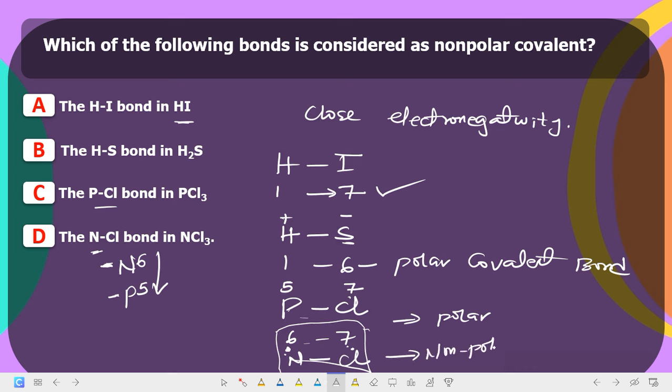Okay, this is non-polar. So if you are given any compound like this and you have to identify the one that is non-polar covalent, the ones that have close electronegativity difference or close electronegativities are said to be non-polar. So in this case now, NCl will be non-polar. Okay, NCl is non-polar. Let's look at the next.